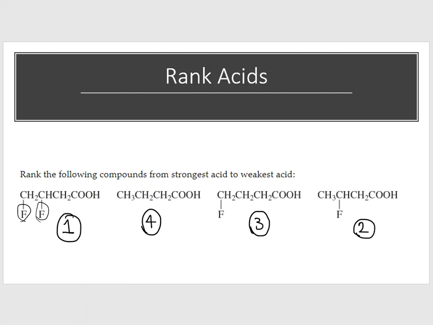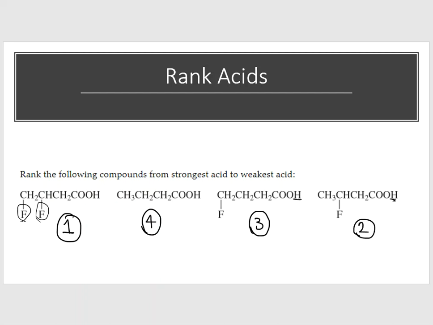So there's 1 and there's 4. Now we've got to compare these two with each other. The acidic hydrogen is here on the very end. This fluorine is further away than this one. So my first choice with 2 of them, that's the best acid. And then the last choice, where fluorine is the closest to that hydrogen, is my second. Then this one with fluorine further away is going to be number 3.